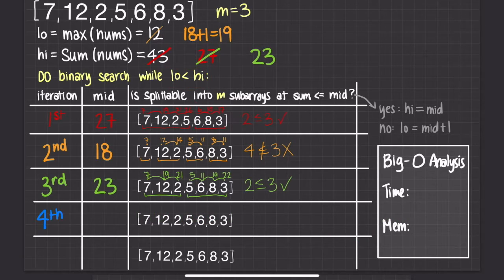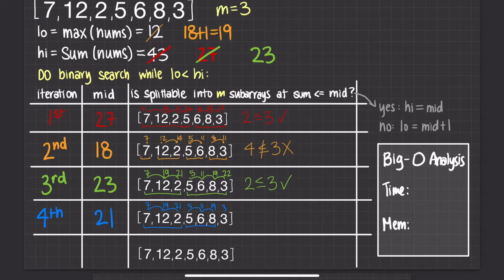For our fourth iteration, our midpoint is going to be 21. Similar to before, we do 7, here we have 19, here we have 21, and that's 1 subarray. Move forward, 5, 11, 19, we can't move forward because that's 22 and that's too large. So that's a new subarray. 3 by itself finishes it off. That's 3 subarrays, and that is indeed splittable into 3. We need to update our high to be equal to our mid.